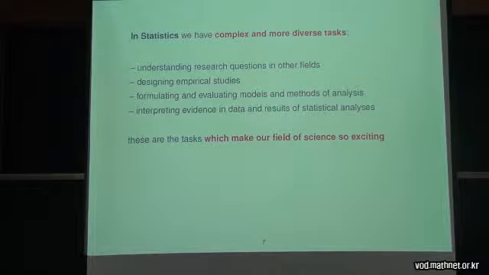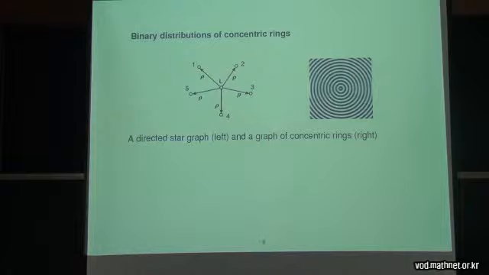So now, what I want to start with is what we call a binary distribution of concentric rings. Don't be surprised that you have never heard about it. It isn't even published yet, but it will be submitted in the next few days. So what do you see? You see a graph which has 5 outer nodes and 1 inner node, L. And it's called a star graph because it looks like a star. And what I want to show you is the distributions generated over such a star graph really can represent concentric rings as you see them on the right.